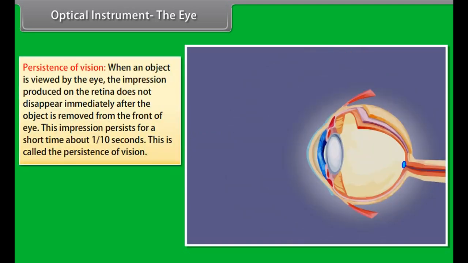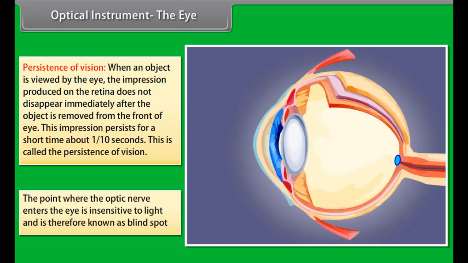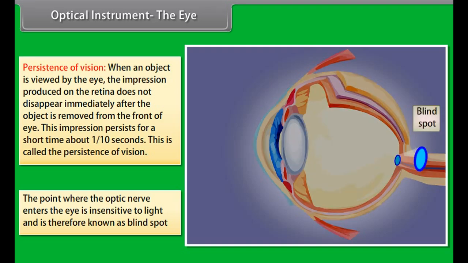Persistence of vision. When an object is viewed by the eye, the impression produced on the retina does not disappear immediately after the object is removed from the front of the eye. This impression persists for a short time, about 1/10 seconds. This is called the persistence of vision. The point where the optic nerve enters the eye is insensitive to light and is therefore known as the blind spot.